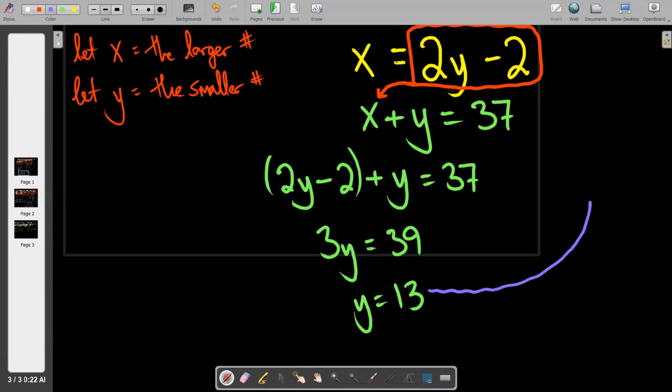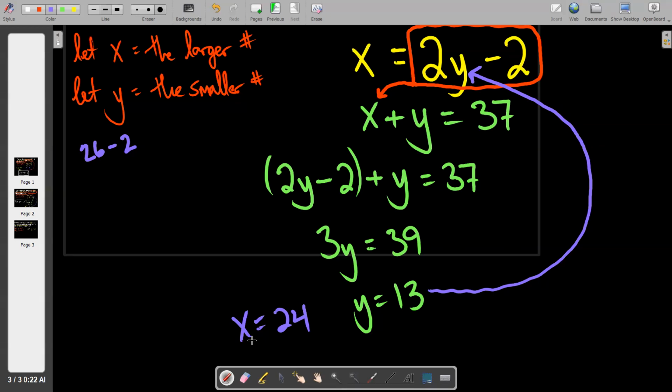It goes whoop, right there. What is 2 times 13? And what is 26 minus 2? So we can now say that x must equal 24. In reading the question that you copied into your notes, what were we asked for? Both numbers. So like Xander said, if you just want to say the numbers are 24 and 13, honestly, in the context of how it's asked, that's not a crime.